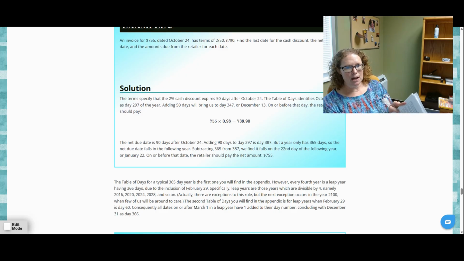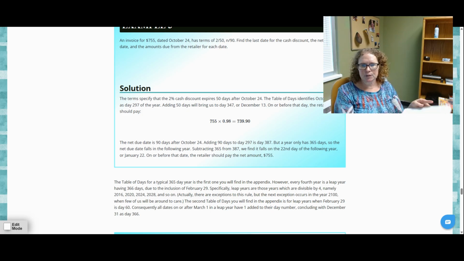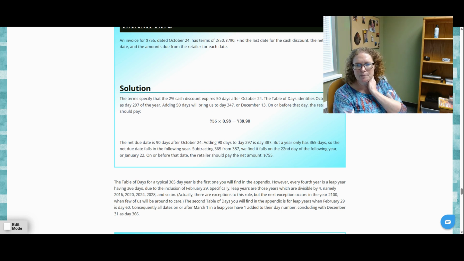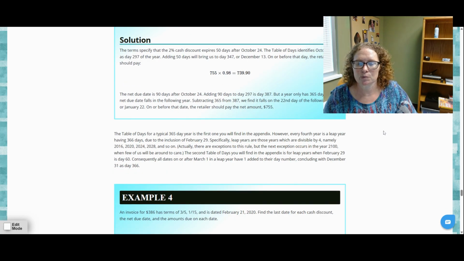Adding 50 days to that, because we're saying the 2% for 50 days, would give us 347. Then we look at 347, and December 13th would be that day. The net due date is 90 days after October 24th. So we would look at the two amounts based on when we would pay it. The 2% would apply within 50 days, and after that the net amount would be due.